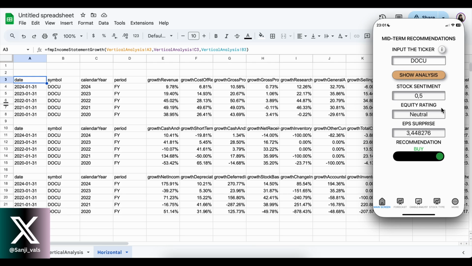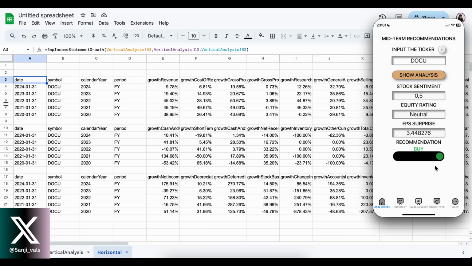And actually the equity rating is how analysts rate this stock. In this case, they are rating it as a neutral, and the EPS surprise shows that the company reported actual earnings better than analysts expected on the last reporting period. That's a good number that shows that DocuSign is showing a great number on the EPS surprise. And based on the stock sentiment, equity rating, and EPS surprise, the Stocks to Buy app recommends to buy the stock.